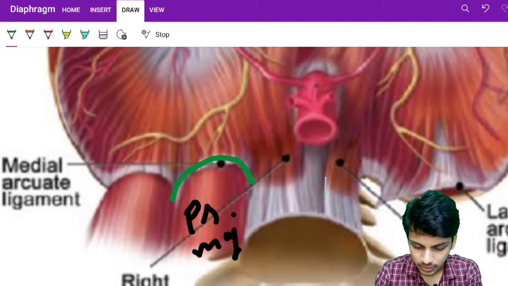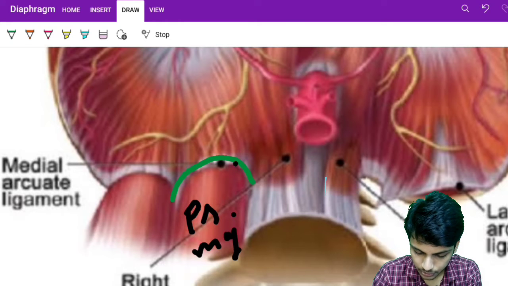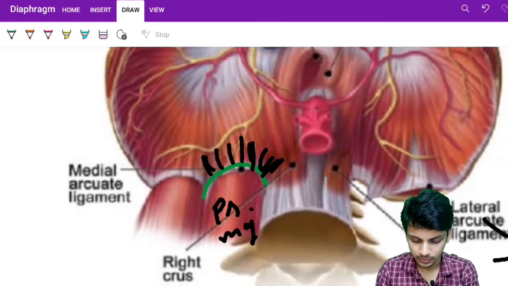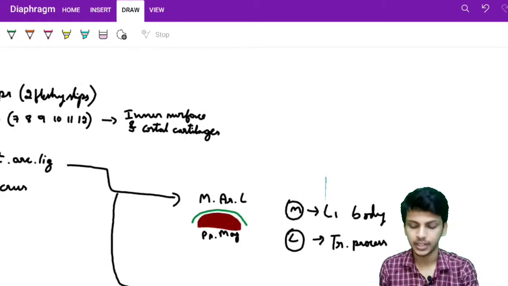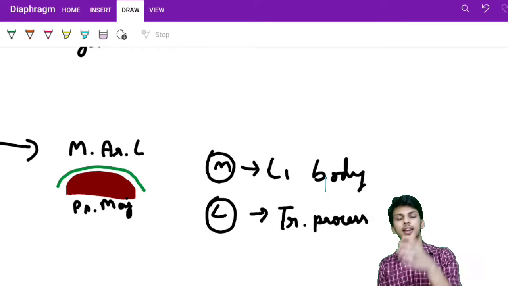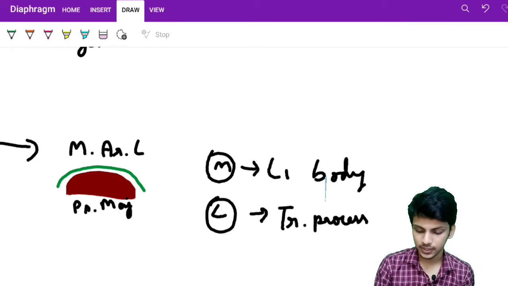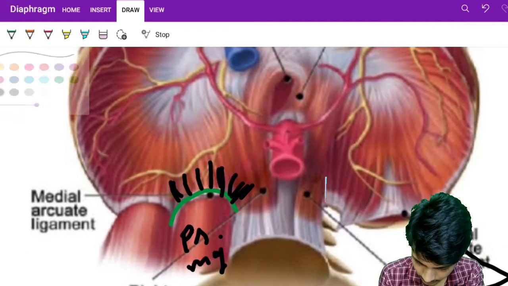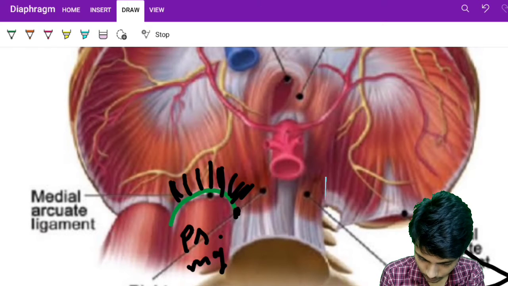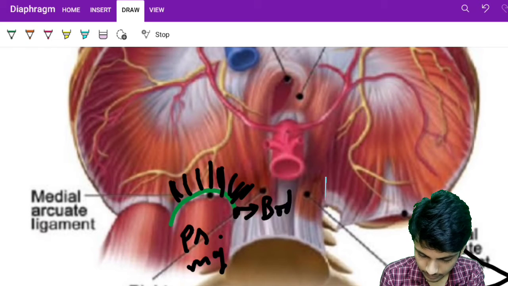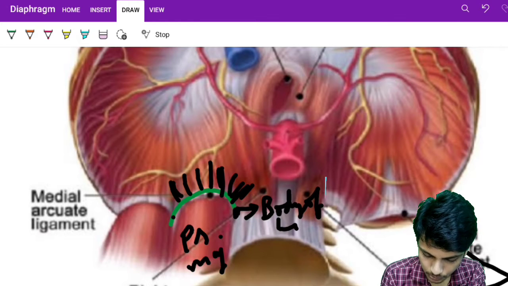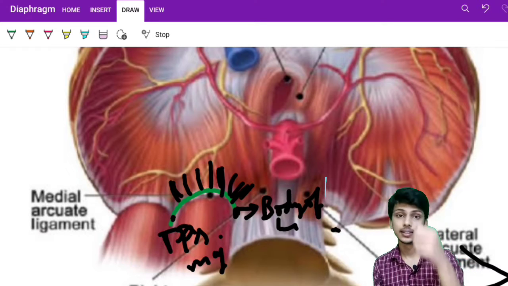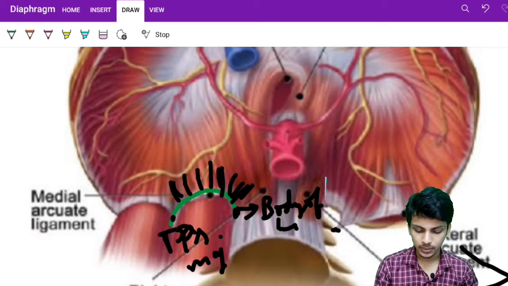So the diaphragm is taking origin from here too. And what are the attachments of this medial arcuate ligament? Medially, the body of the L1 vertebra, and laterally, the transverse process of the same L1 vertebra. This is the body of L1 and this is the transverse process of L1. It's behind, so you can't see it. You can see here it's the same on the other side as well. So that was the medial arcuate ligament.